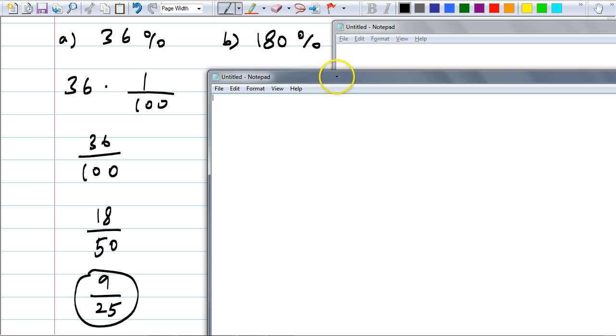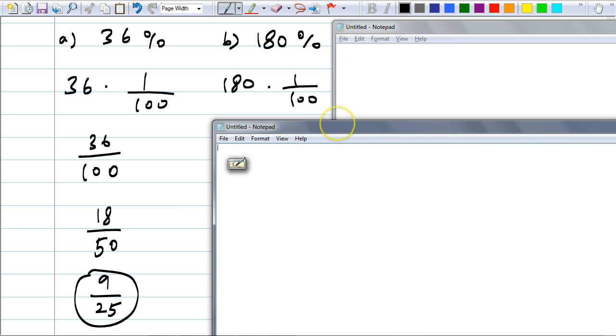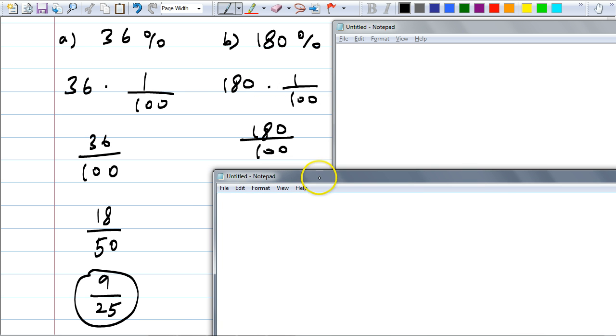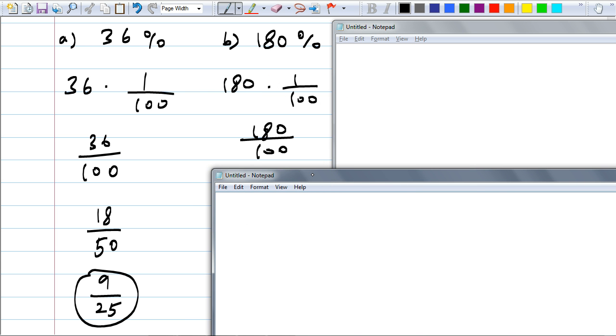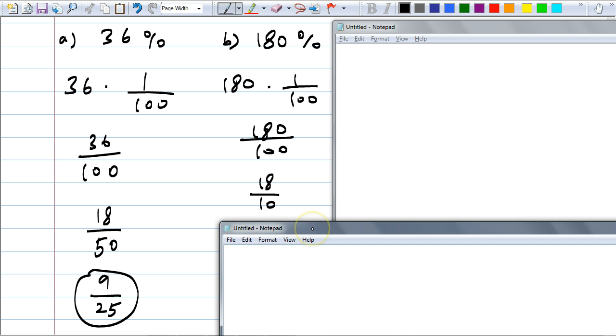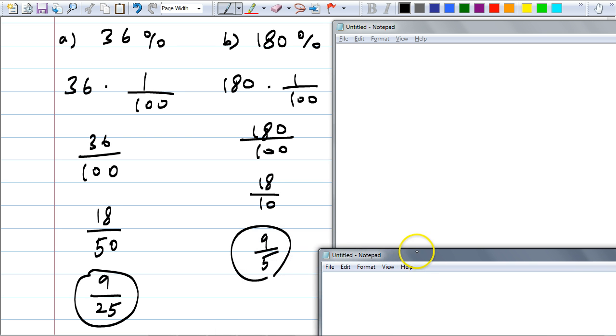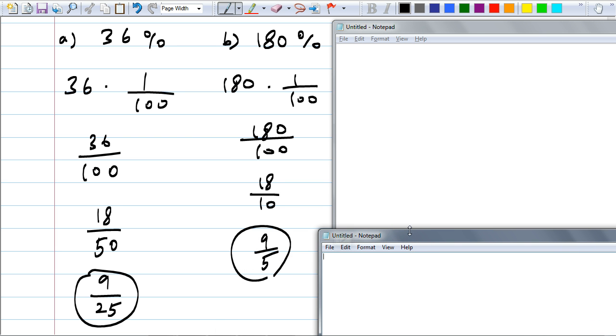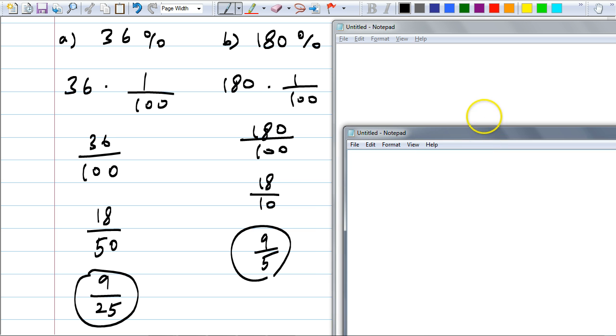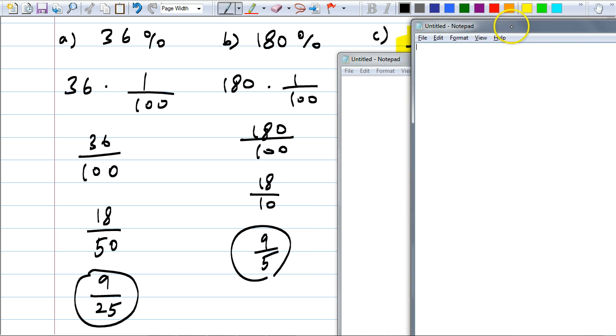Okay. So how many people wrote down 180 times 1 over 100 like this? Very good. And 180 as a fraction is 180 over 1, so it just becomes 180 over 100, right? So you could divide top and bottom by 10, and also top and bottom by what? What goes into both? Yeah, 2. And then you get, how many people got 9/5? Easy enough?